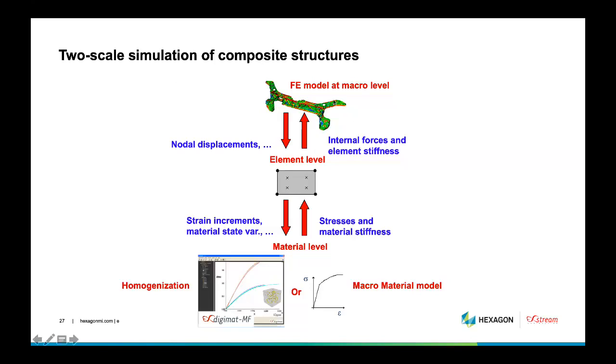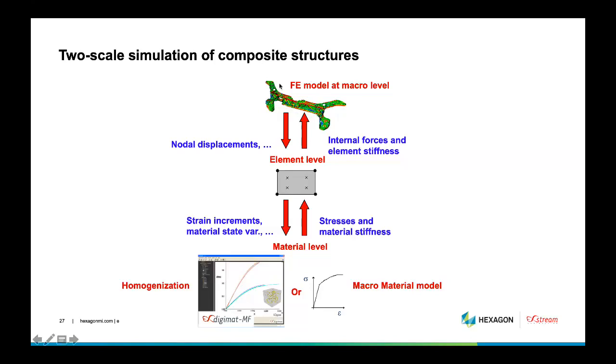So you have the part here at the macroscopic level. That's the level of the part. The size here could be a meter, for instance, or several meters. Okay. And we do finite element. We have a finite element model at this macroscopic level. So typically, we need a finite element mesh here. And then we apply boundary conditions, etc.